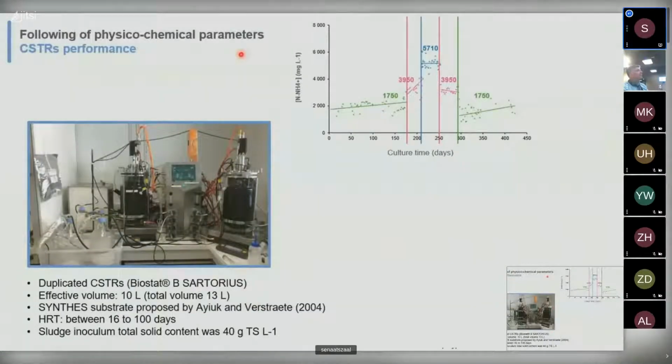First, I measured physico-chemical parameters. I present here the concentration of ammonium during all the experiments. First, we have the initial steady state, then the second level, the high level of concentration of ammonium. Then we go back to the second level of ammonium, and then we go back to the final steady state.